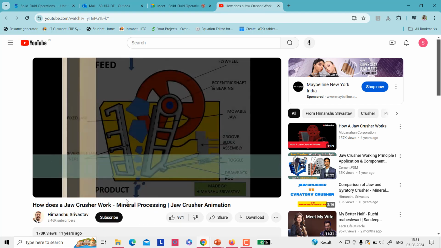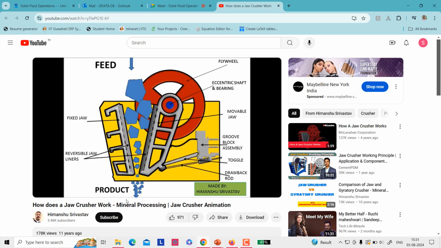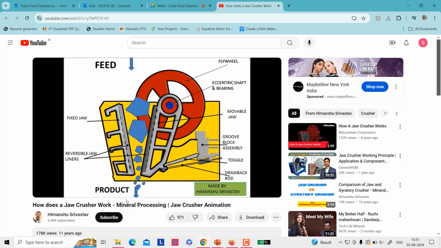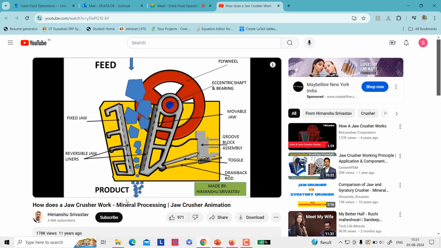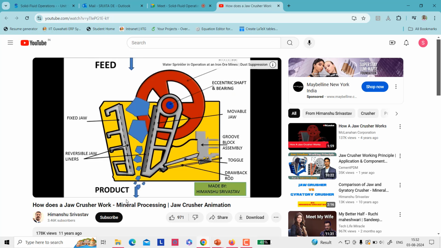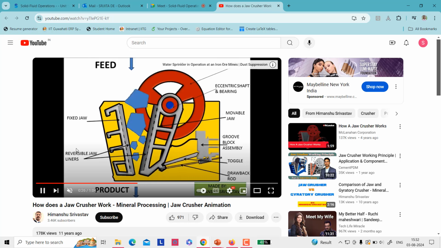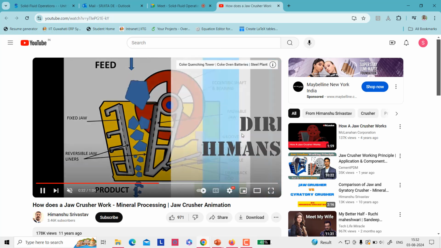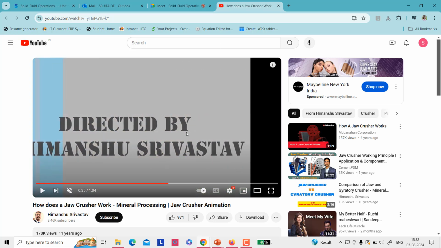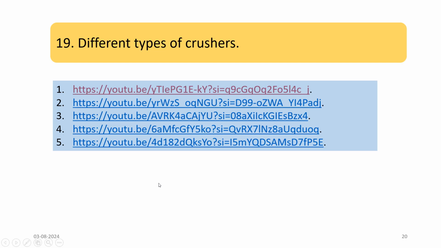So this will show the jaw crusher working principle. You can see bigger size particles are coming through one side, and between the two jaws, one is a fixed jaw and another one is the reversible jaw. Between these two jaws and one flywheel, these particles are getting crushed into smaller sizes. Everything is pointed out here, so I hope you can understand it. This one is the jaw crusher. Two jaws are there, that is why it is called jaw crusher.